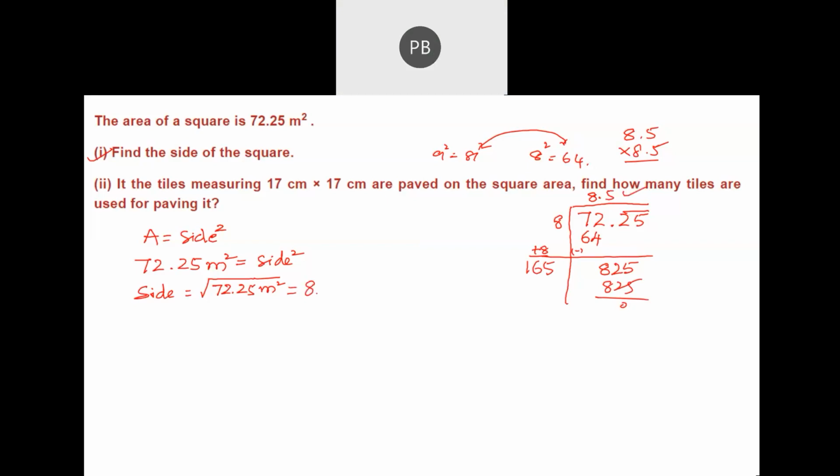So 8.5. The unit is very important. They have given it in terms of meter square, so it becomes meter. This is the side. So the first question is done.